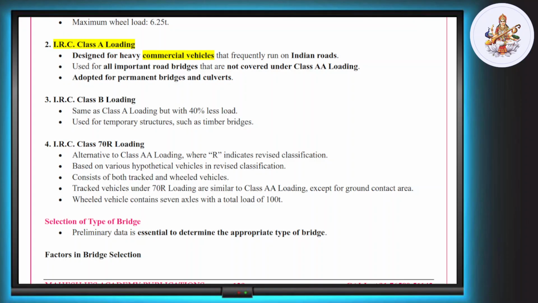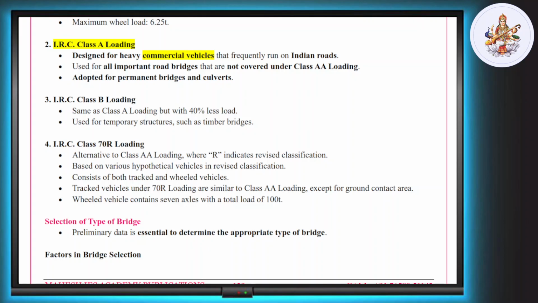3. IRC Class B loading. This is a lighter version of Class A loading. Load reduced by 40% compared to Class A. Used in temporary structures, such as timber bridges, temporary crossings. Remember this, Class B is equal to 60% of Class A. 4.